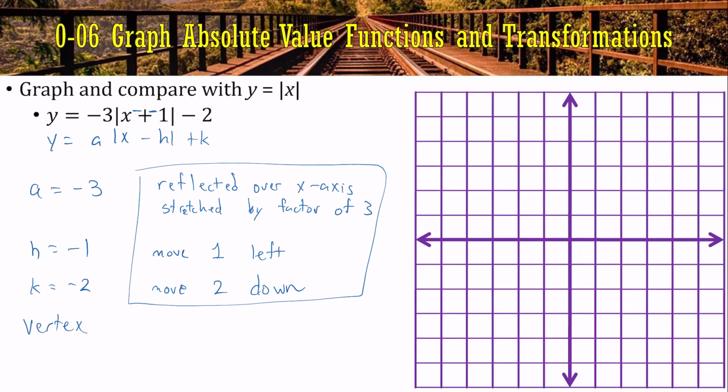So that is how it's transformed. But to graph it, it's easiest to go with a vertex, which was h, k. In this case, that is negative 1, negative 2. And our slope is a, just negative 3. That's the slope of the right side. So that's negative 3 over 1. So I'll go down 3 over 1. And the other side, go down 3 over 1. And there's your graph.